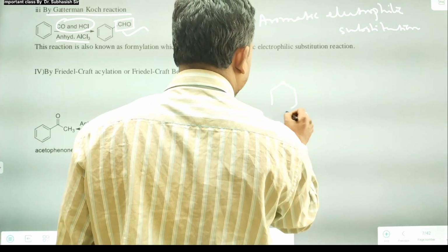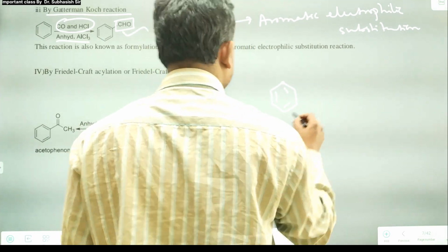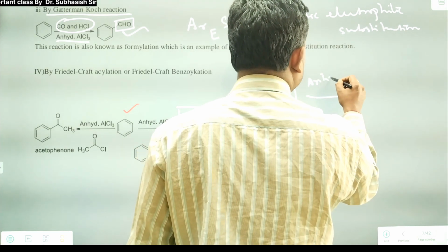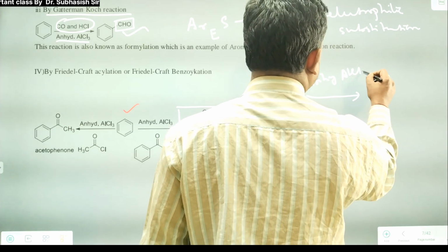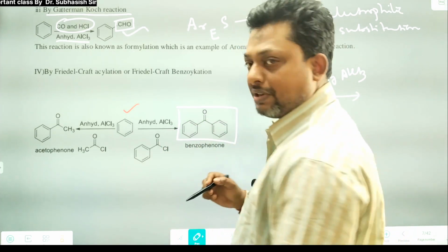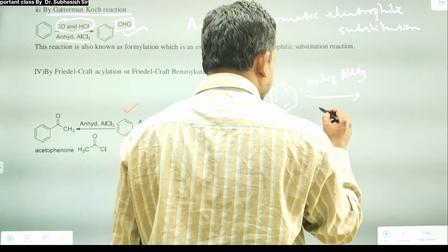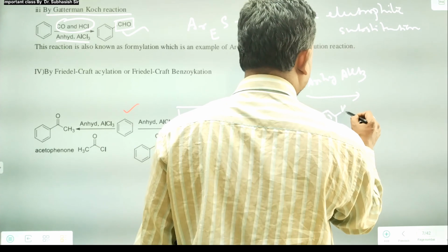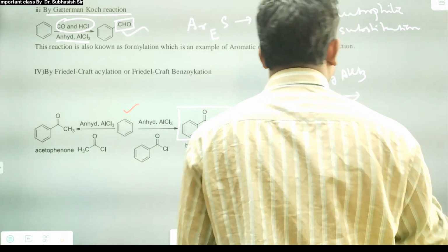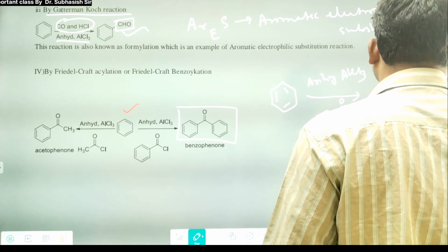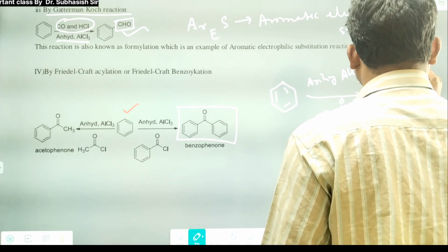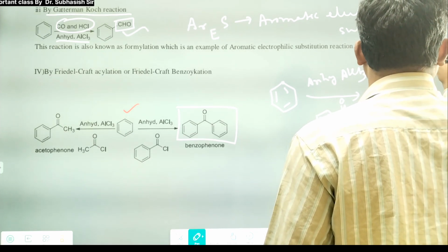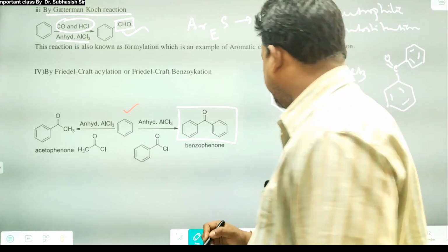Let us make it part wise. Here I have written it combined. So this is a benzene, suppose. So what is aromatic electrophilic substitution? Let us discuss. Anhydrous means dry aluminum chloride, and here if you use a compound like this, which is called benzoyl chloride, you will end up with what? Benzophenone, where two benzene rings are present, right?